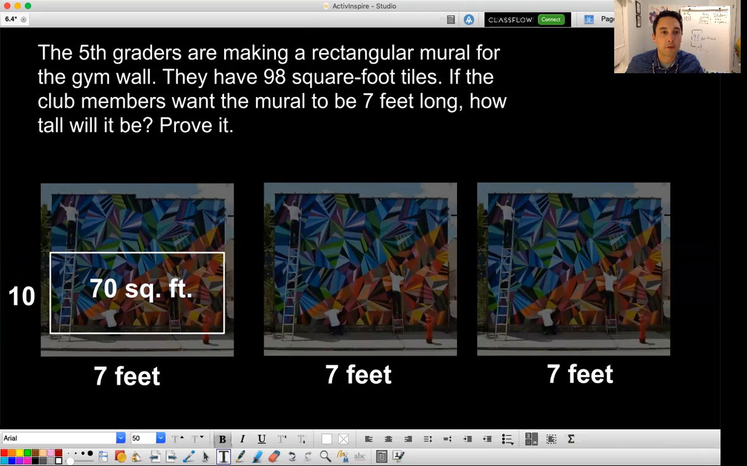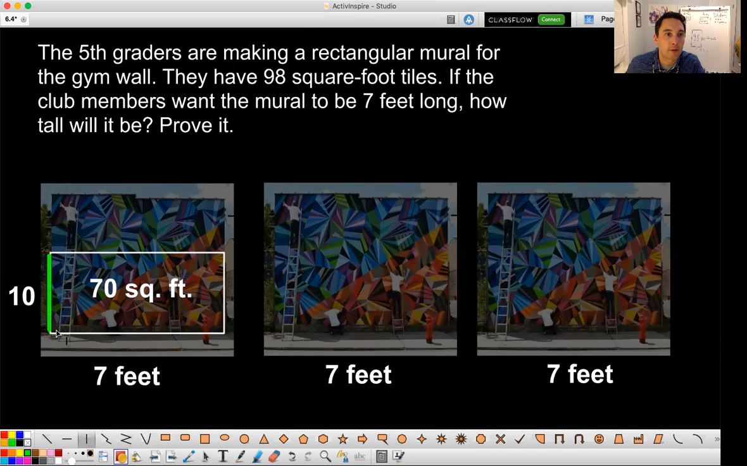So that means from here to here is 10 feet. Okay, that got us to 70 square feet. But we need 98. So how much would be left? If we had 98 and we figured out 70 of them, then we would have 28 of them left.